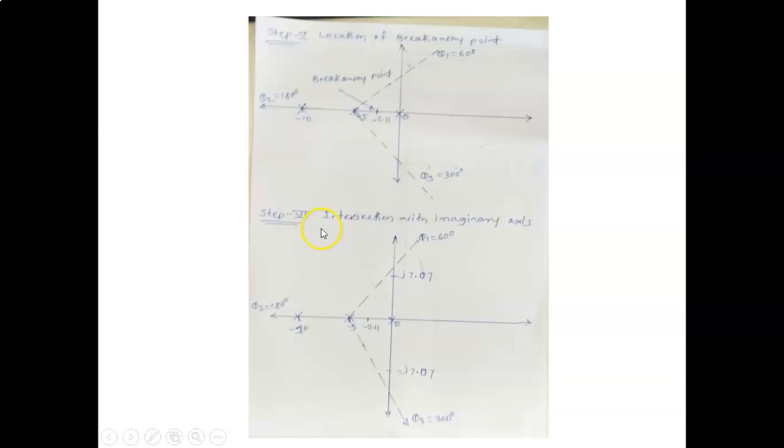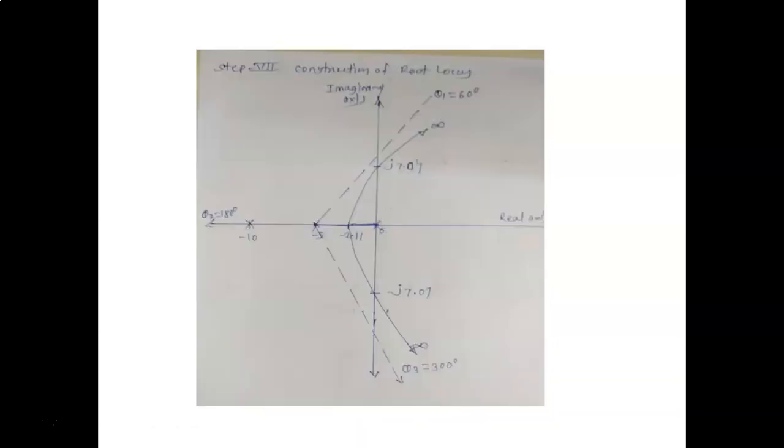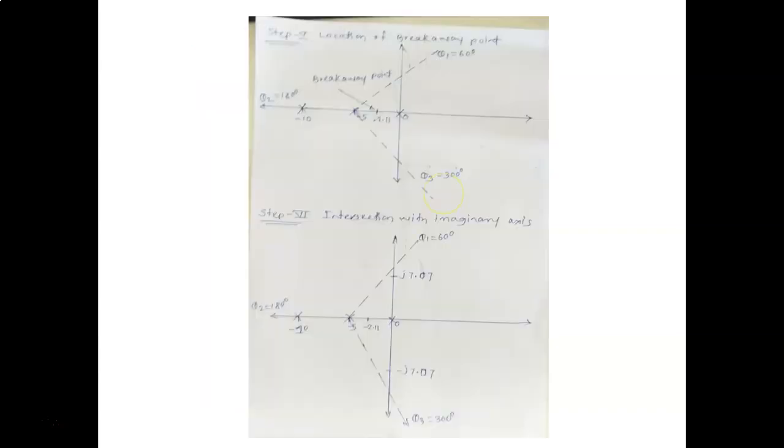Now step 6, we have calculated 2 points, plus 7.07j and minus 7.07j. These points are the intersection with the imaginary axis. Therefore locate those 2 points. Intersection of the imaginary axis means what? The root locus is intersecting the imaginary axis at some points. Those points we have calculated as plus minus 7.07j.